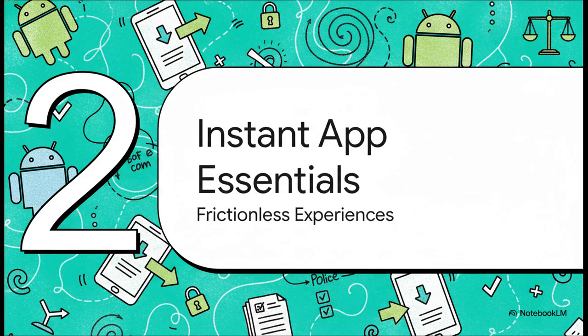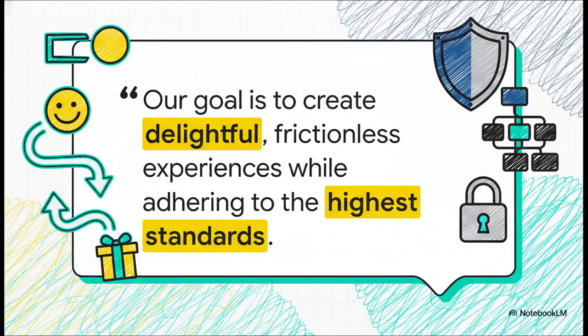All right, let's switch gears and talk about Android Instant apps. These are awesome, right? They're like the try before you buy of the app world, letting users get a taste of your app without a full install. But as you can imagine, that kind of power comes with a very specific rulebook. And this quote from Google really says it all. It's this delicate balancing act. On one hand, the experience has to be delightful and frictionless, so people actually want to use it. But on the other hand, it has to meet the highest standards of privacy and security. Otherwise, nobody will trust it.